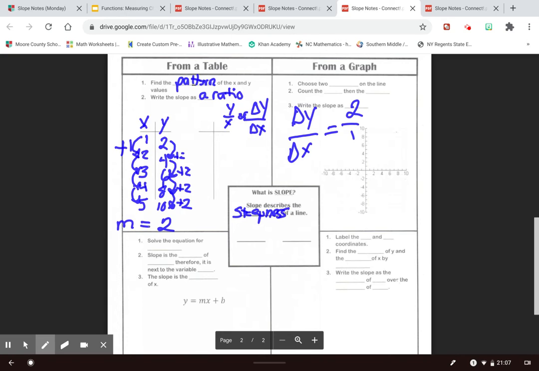Now, if I look at the next table, I'm just going to erase that so it's out the way and I don't confuse anybody. My next table, if I have x and y, and at this time, I write my numbers -3, -6, -9, and -12. And then on my y values, I have 8, 12, 16, and 20.